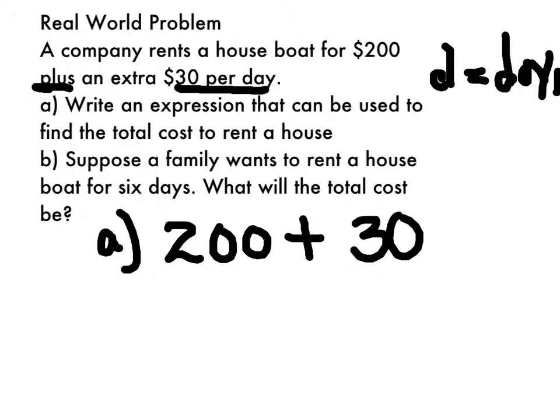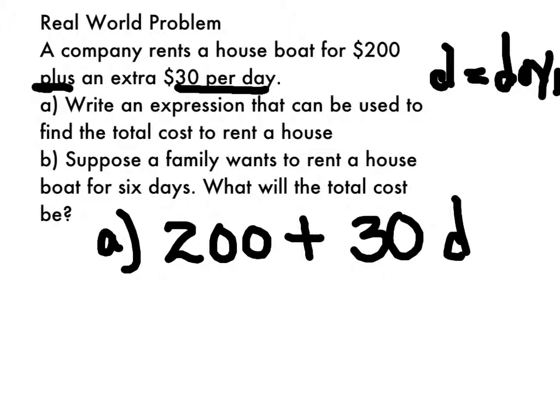Now what are we going to do here? Well, we're going to go 30 times D, because we're going to go 30D, because we know that it's 30 times however many days there were. If we were there for 5 days, 30 times 5. So there's our expression.